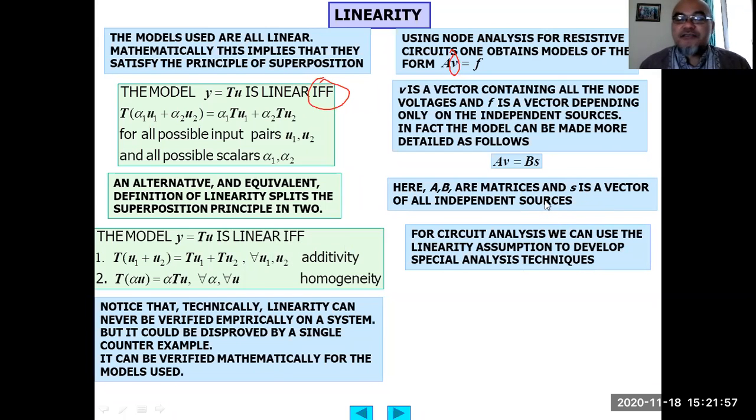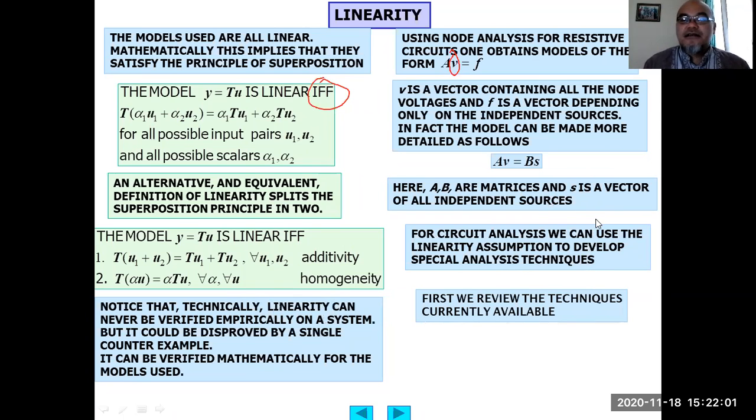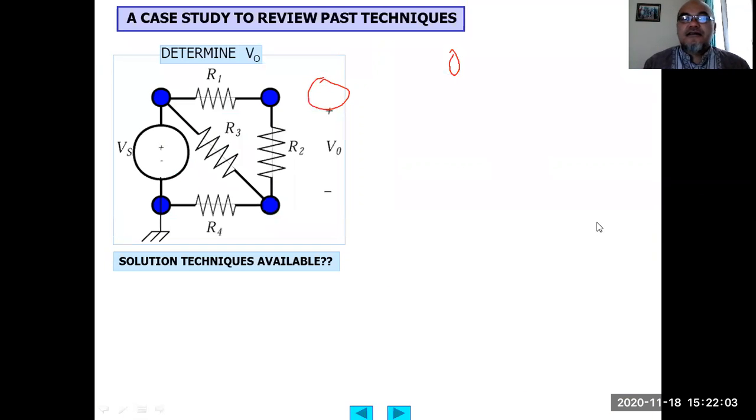For circuit analysis, we can use the linearity assumption to develop special analytic techniques. Now let's review the techniques that are currently available. For example, here we have this circuit with a single independent voltage source, R1, R2, R3, R4 with an output.